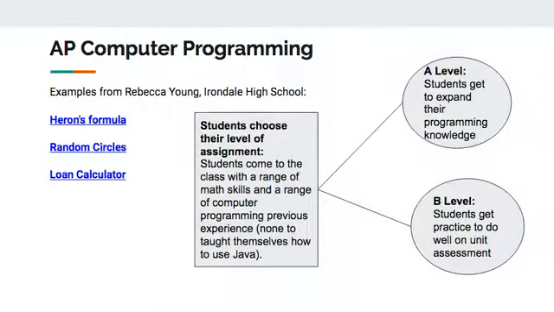Another example would be from computer programming. These examples are from Rebecca Young. She teaches at Irondale High School, and I have 3 examples here of what she has used. And this is a quote from her.